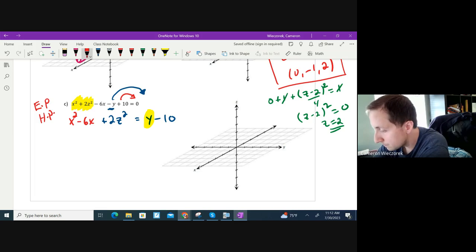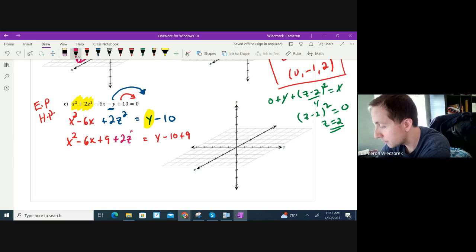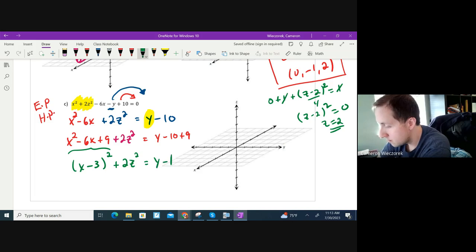Completing the square, I would end up with x squared minus 6x. Negative 6 divided by 2 would be negative 3. Negative 3 squared is 9, so I'm going to add 9. And for the other term, what do we got? Plus 2z squared. Nothing to complete there. So I end up with (x minus 3) squared plus 2z squared equals y minus 1.